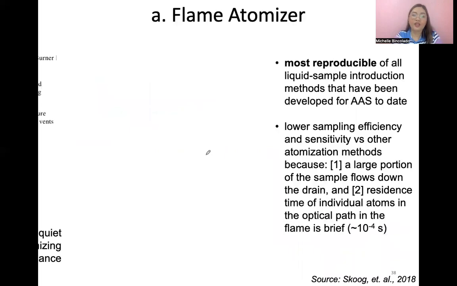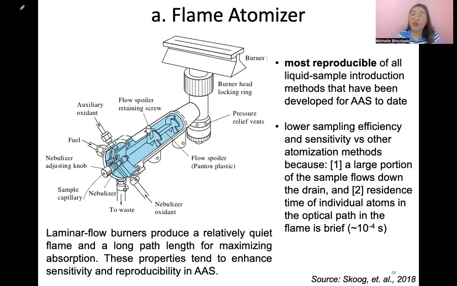All right? And then, eto guys, so this is, again, flame atomizer pa rin to, no? So ito guys, so kamukha ito yung burner kanina doon sa video. Ang tawag guys sa burner na to ay laminar flow burner. It produces a relatively quiet flame and a long path length for maximizing absorption. These properties tend to enhance sensitivity and reproducibility in AAS. So ayan ha. So ayan guys ang tinatawag na flame atomizer. Also written here, most reproducible of all liquid sample introduction methods. Okay? So lahat ng mga methods siya guys ang most reproducible.